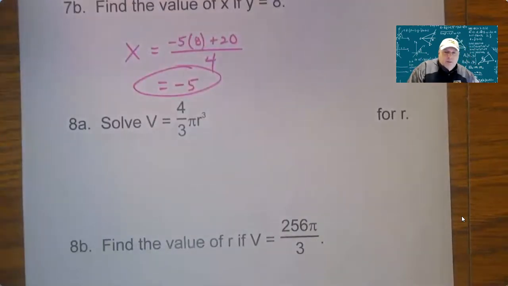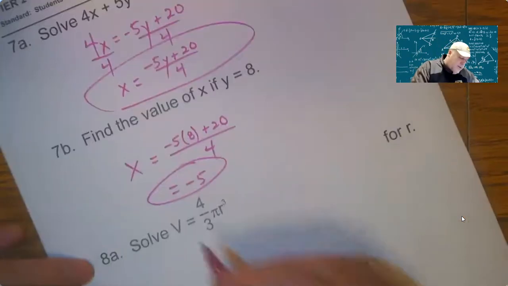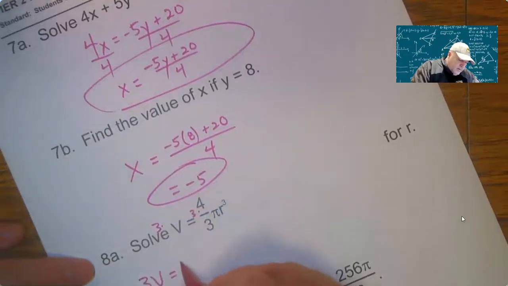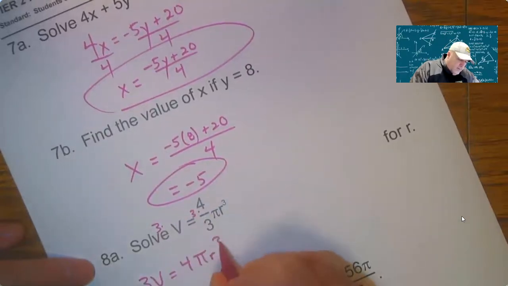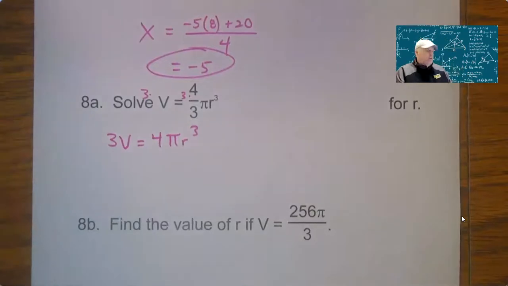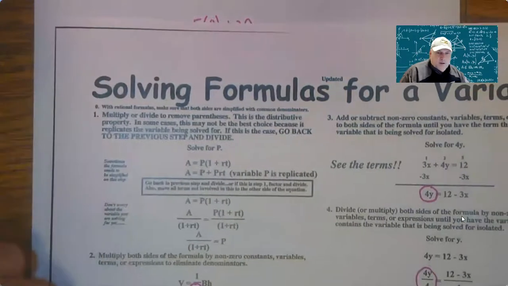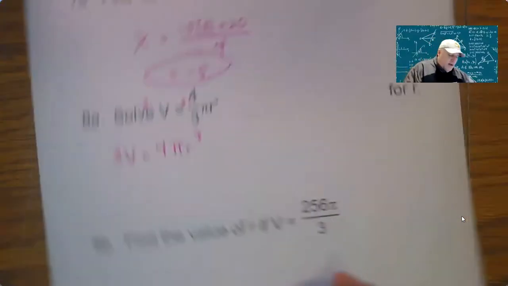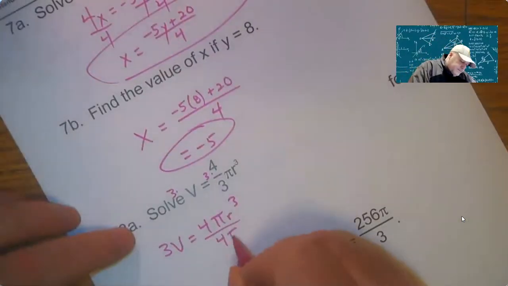Solve V equals 4/3 pi r cubed for r. So notice we got an r cubed to deal with. But the first step is to eliminate denominators. You need to follow what it is I'm trying to show you on this list. You have to go through this each time. So we eliminated the denominator. Now we want to get the r to the third alone.